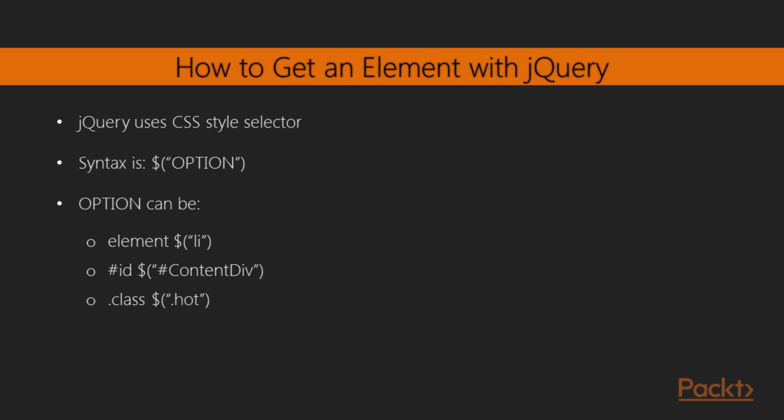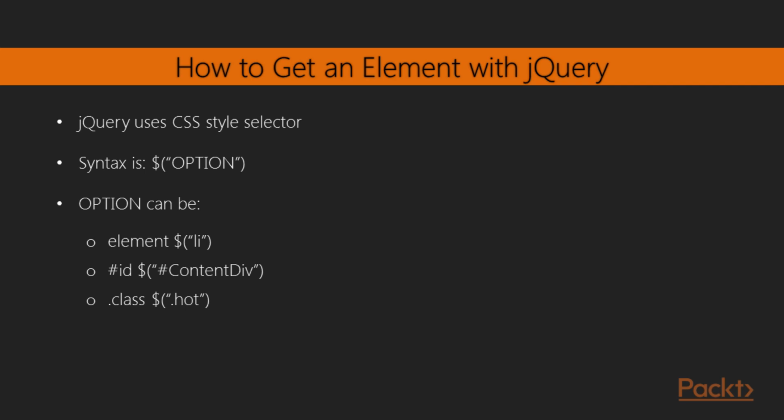It's simply a $. Like I said, everything in jQuery starts with a $. And then the option within double quotes and the parentheses. Now that option can be an element. For example, here, if we want to get the list item elements, we would simply wrap around li. For the ID, we put the ID in, or we can do the class.